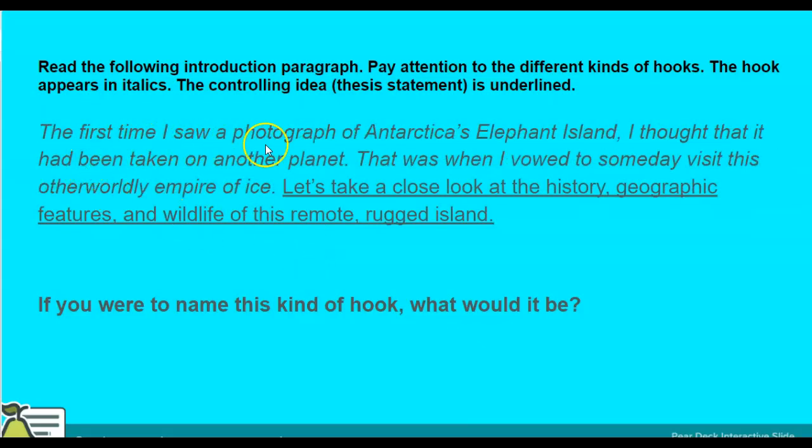The first time I saw a photograph of Antarctica's Elephant Island, I thought it had been taken on another planet. That was when I vowed to someday visit this otherworldly empire of ice. Let's take a close look at the history, geographic features, and wildlife of this remote, rugged island. Here, our author does something different. What would you name this kind of hook?